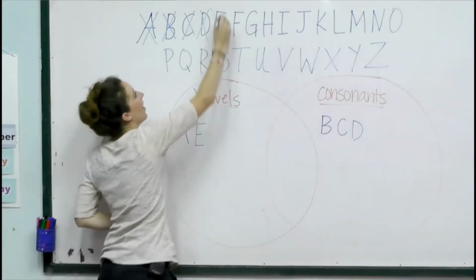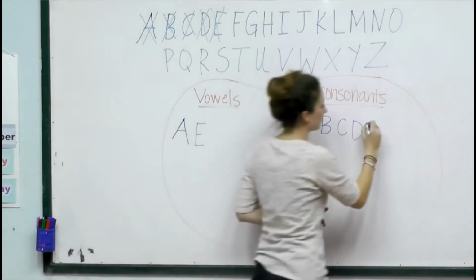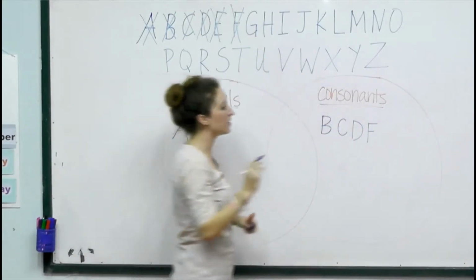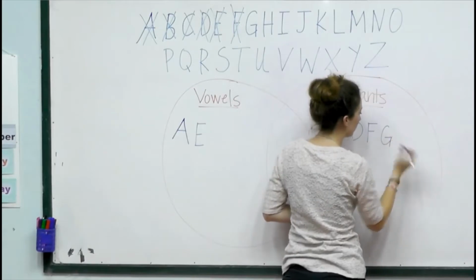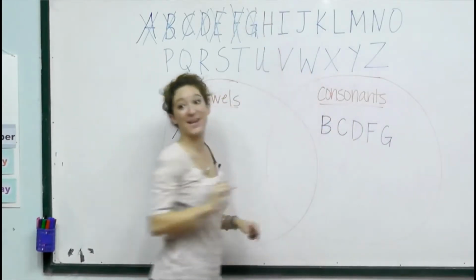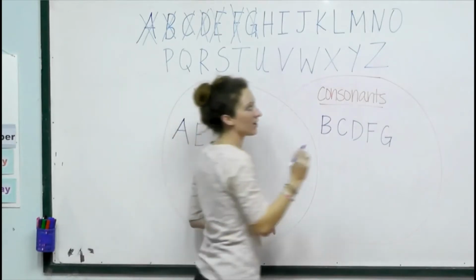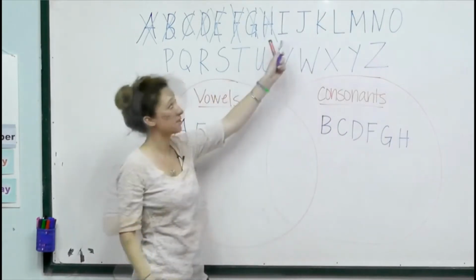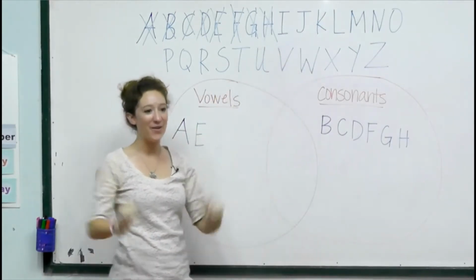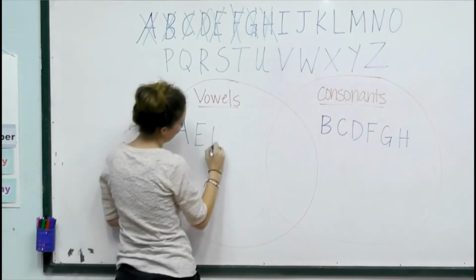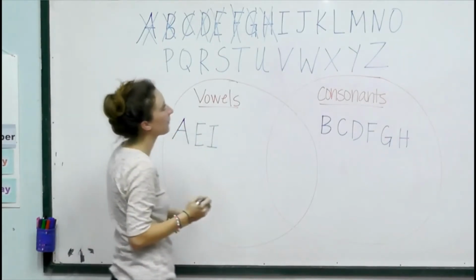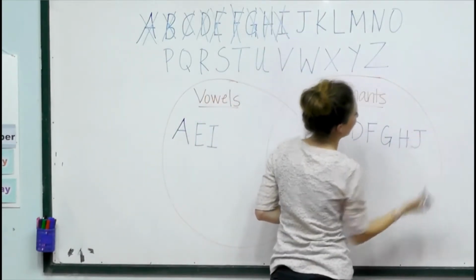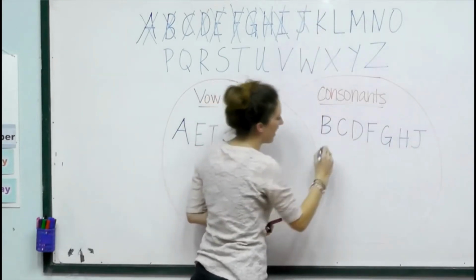What's next? F. F is a consonant. What's next? G. G is a consonant. And then? H. H is a consonant. And then? What letter is this? I. I is a vowel. Another vowel. Good. All right. What's next? J. J is a consonant. Now you know. And then? K. K is a consonant.